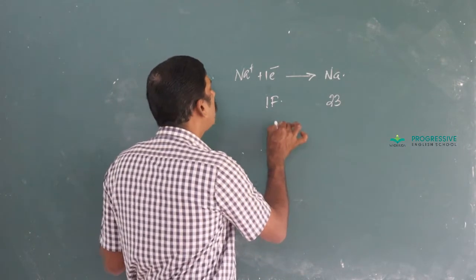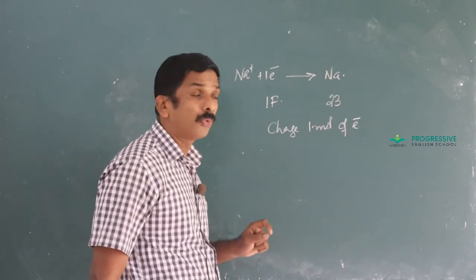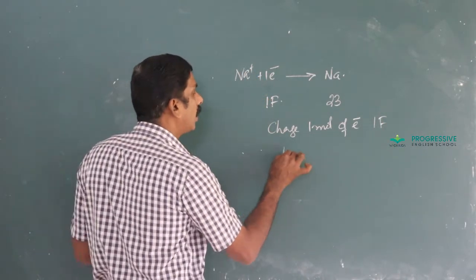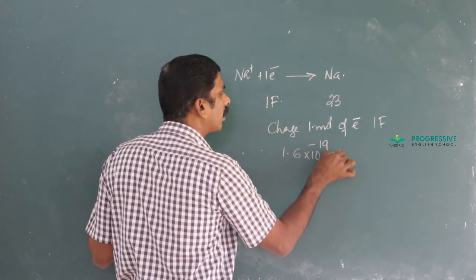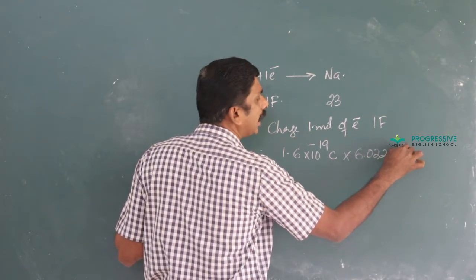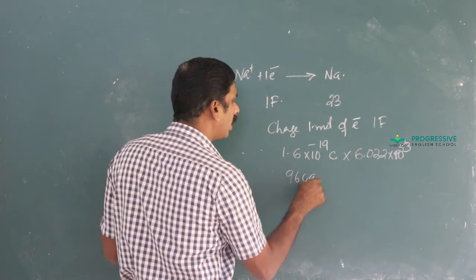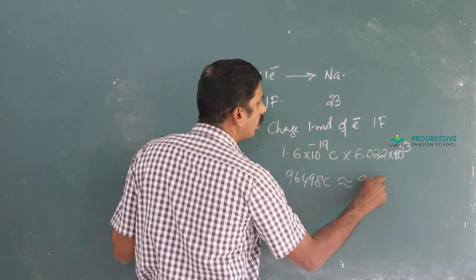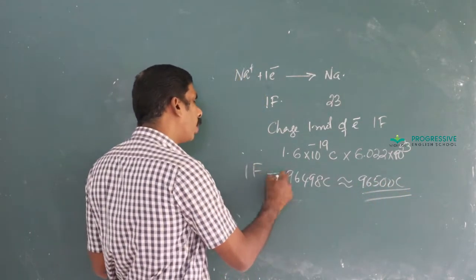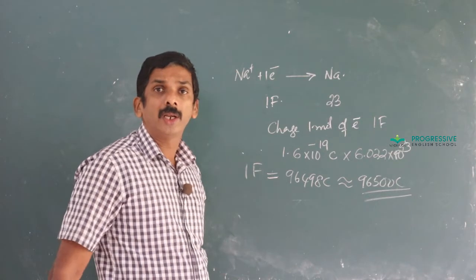And the charge of 1 mole of electrons is called 1 Faraday. That is, the charge of an electron is 1.6 into 10 raised to minus 19 coulomb, into 6.022 into 10 raised to 23. That is 96,498 coulomb, approximately equal to 96,500 coulomb. That is, 1 Faraday equals 96,500 coulomb. And this is the quantitative aspect of electrolysis.